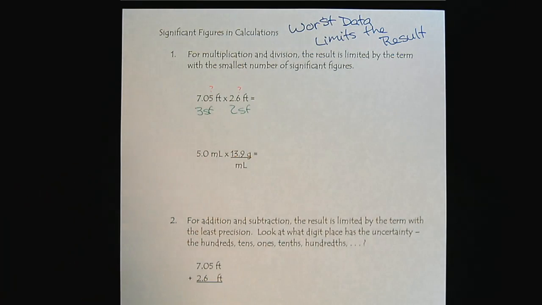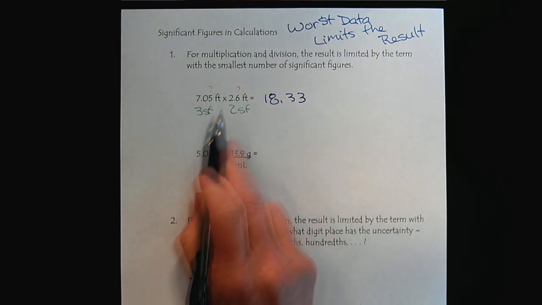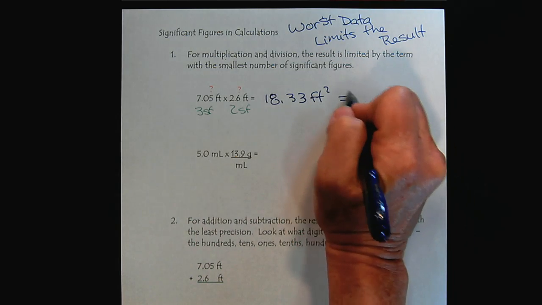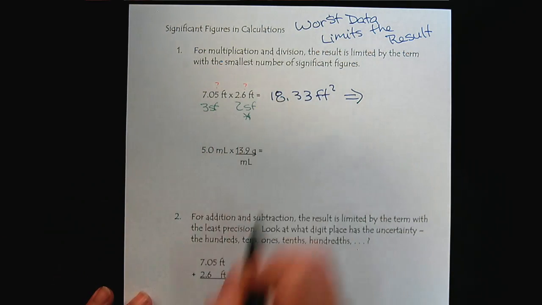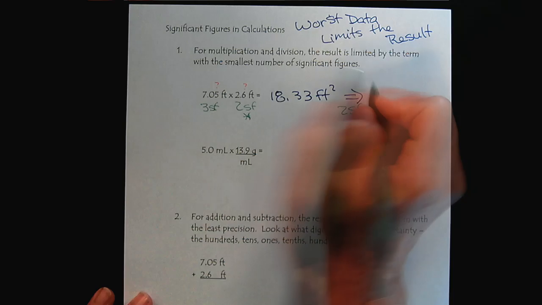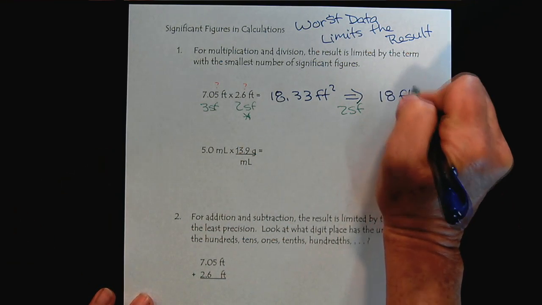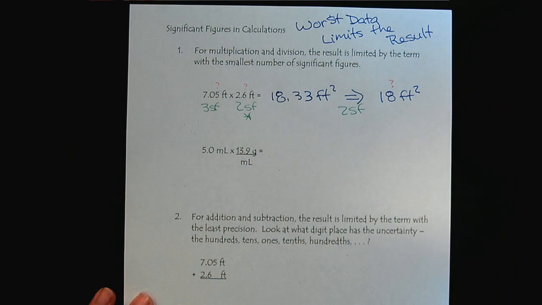So if we multiply these 2 measurements, our calculator spits out 18.33. Okay, and then here's our units. That would be feet squared. And so once we have our result with our units, we look back, and this is our worst data, 2 sig figs. So now we need to round our answer to 2 sig figs. So that would be 18 feet squared. So we're letting everybody know that this is the guess in the ones place.